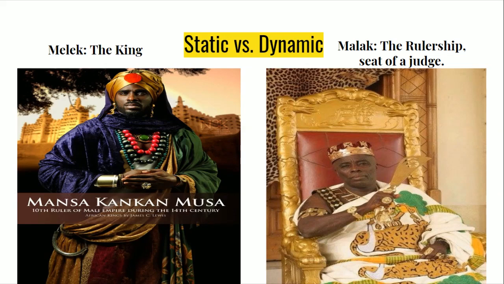So here on the screen, you see the verb malak. Let's go there first. The verb malak, that's a verb. That is the reign of the king. While the noun melek is the king who reigns. So you have the king, melek, who is the person. Then you have the malak, which is about the reign or the rulership or the seat of judgment. So everything is in motion.